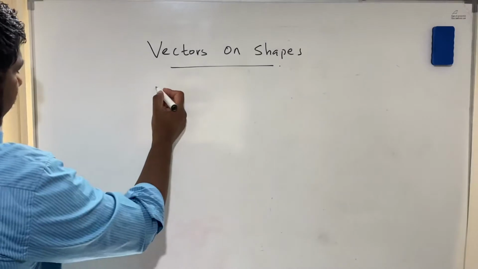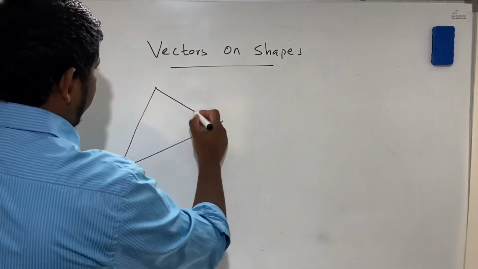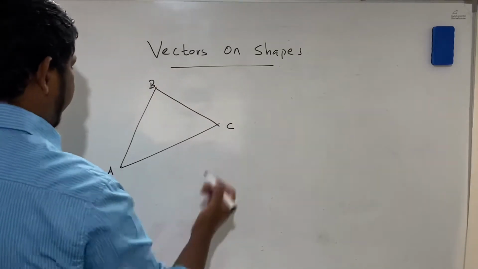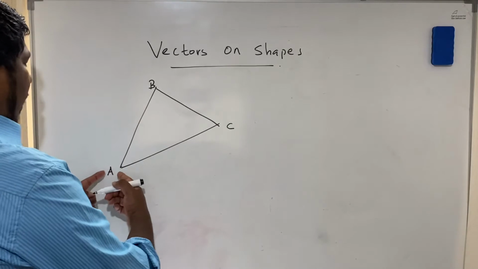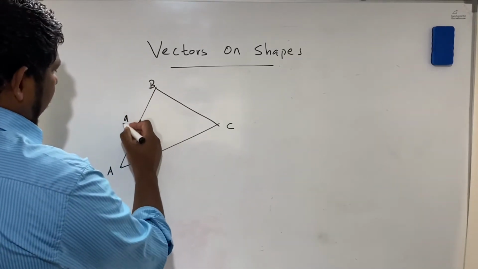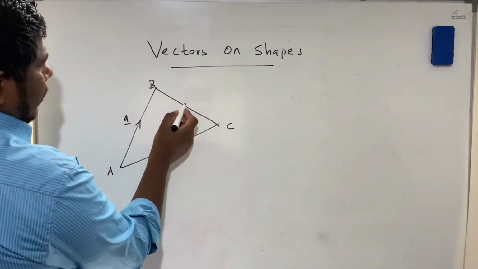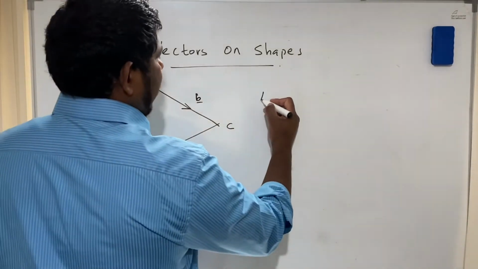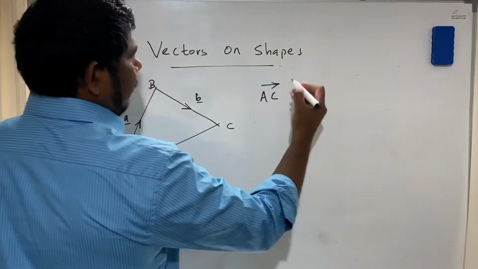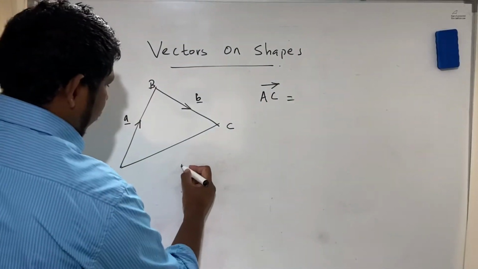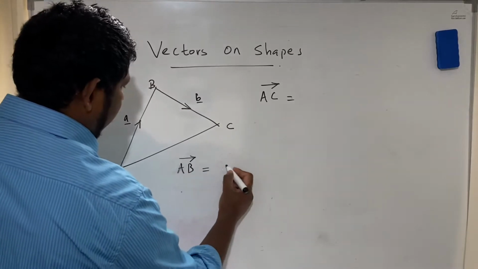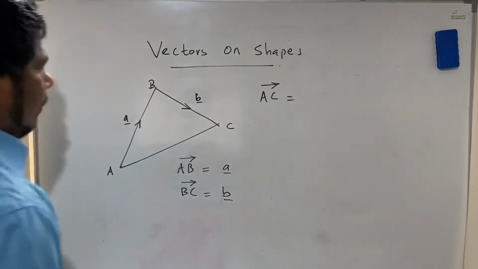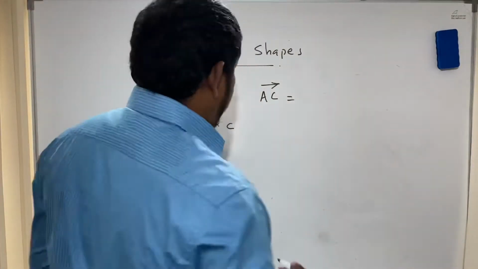For example, we have a triangle. Let's say A, B, C. Vector from A to B given as vector A, and vector from B to C given as vector B. And we need to find what is the vector A to C. So we know from here vector A to B is A, and vector B to C is vector B. So we're going to find what is the vector A to C.